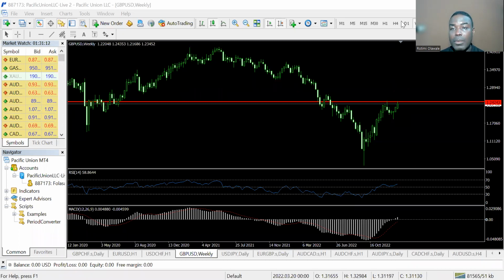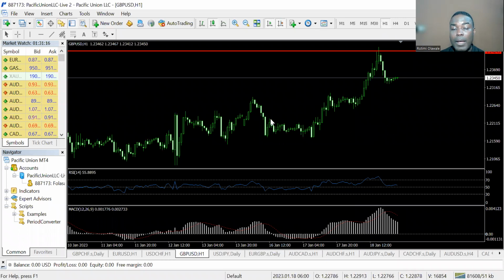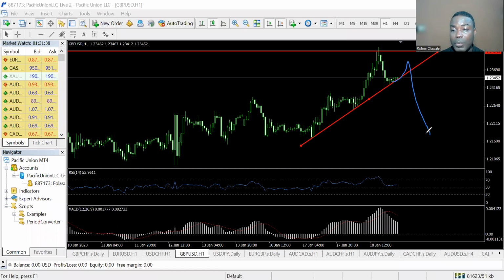So let's go down to a lower time frame like 1 hour, and on 1 hour we have just this. We can draw our trend line and wait for a breakout. You can see price is testing the trend line at the moment. It's already testing it, so we could either see price retrace up and break out, or just break out straight away. Either way, we have a potential bearish breakout on GBPUSD on the 1 hour time frame.